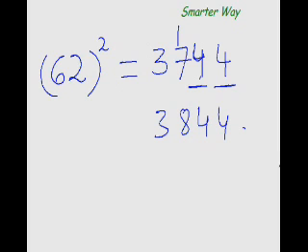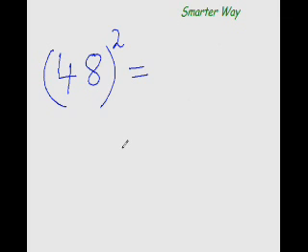Now what if the numbers of which we are trying to find the square is less than 50? Then what would we do? Just the same technique with slight modification. Let's see. So what is the square of 48?